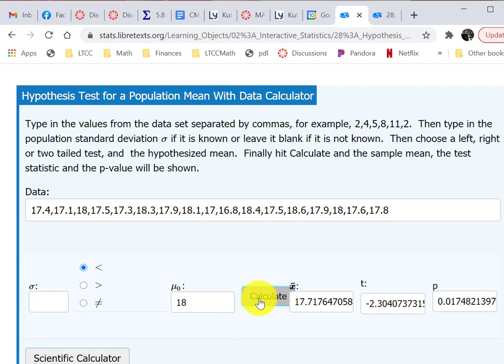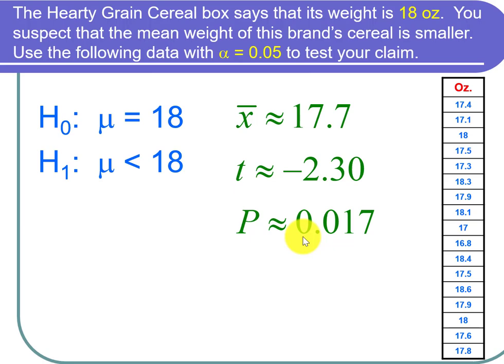I hit calculate, and there it is. X bar, which is a sample mean, was about 17.7. Our test statistic, t, is equal to negative 2.3, etc. And our p-value is about 0.017 or so. So let's go back to the question. Here is what we found. We have our X bar is 17.7. Our t test statistic is negative 2.3 about. And our p-value was 0.017 about.